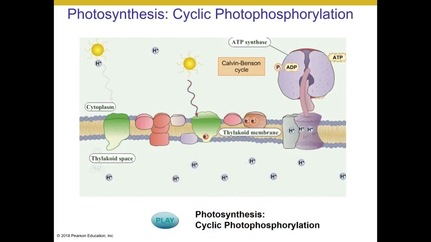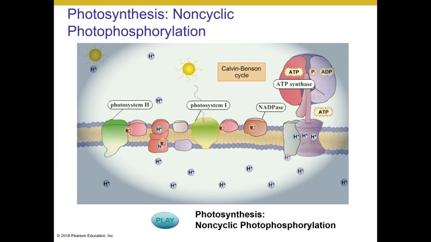This animation in your e-textbook shows cyclic flow. Think of it as running on a treadmill. You get energy, ATP, but you end up back where you started. Here's non-cyclic, more like a road trip. Electrons start in water, travel through PS2 and PS1, and end up in NADPH. Along the way, ATP and oxygen are produced. This mirrors how our mitochondria operate. Electrons flow in one direction and end up in a final electron acceptor.